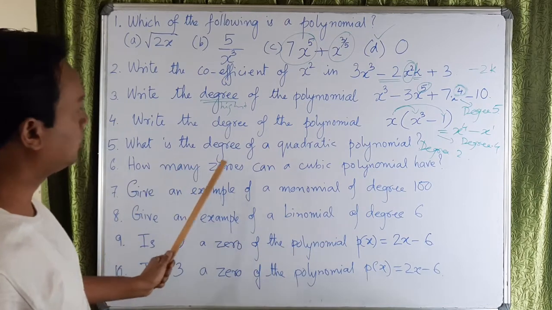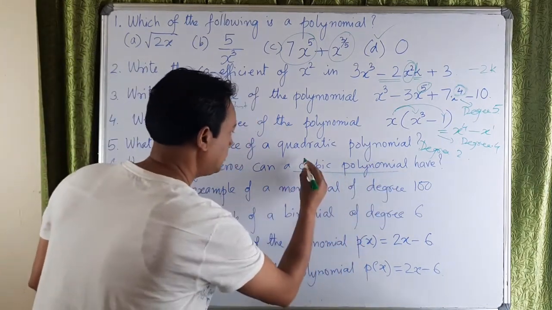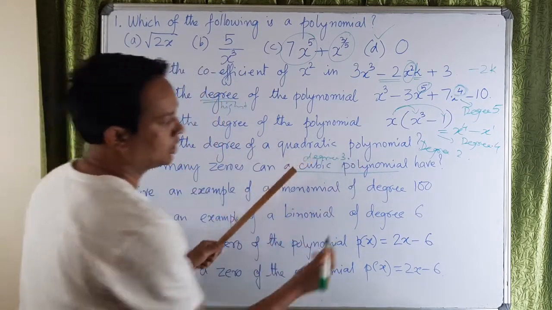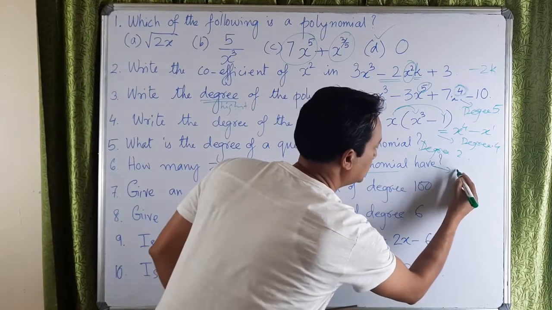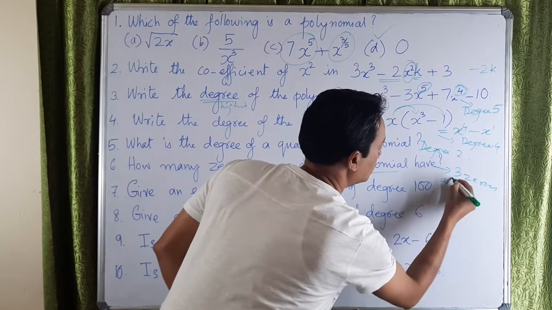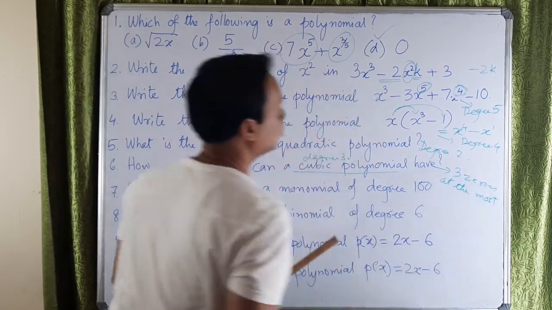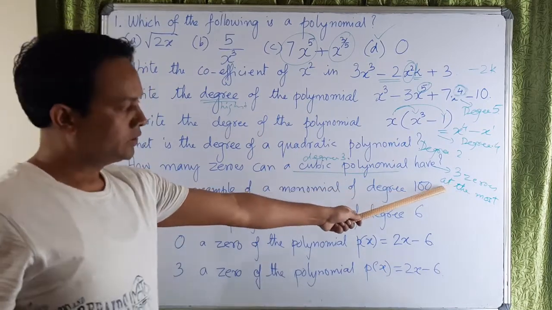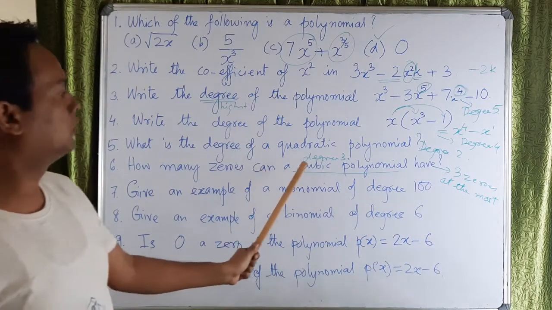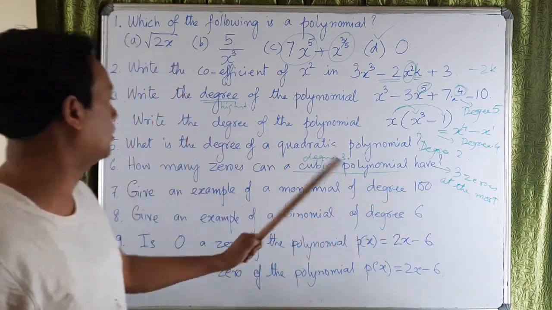Anyway, how many zeros can a cubic polynomial have? Now, cubic polynomial, we know it's a degree 3 polynomial. So it can have 3 zeros at the most. You should write at the most, means maximum 3 zeros. Not more. That means it can have less than 3, but not more than 3. So a cubic polynomial can have 3 zeros at the most.